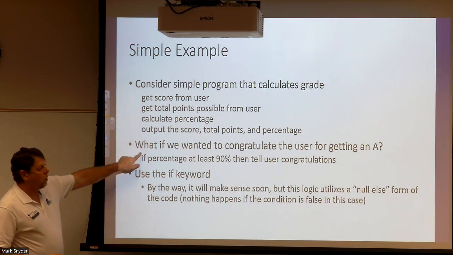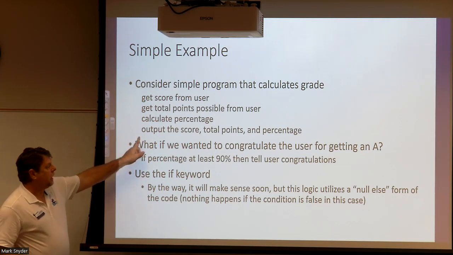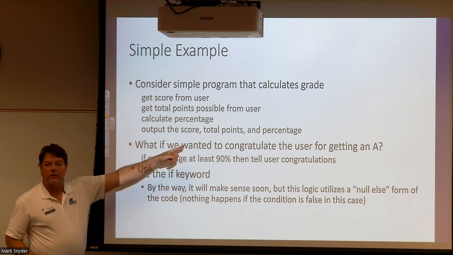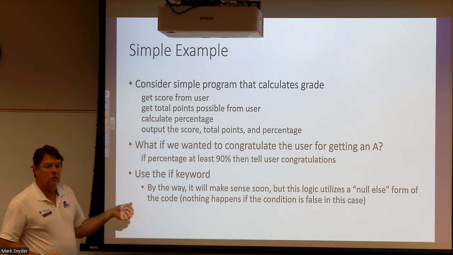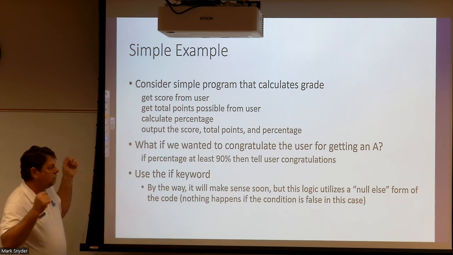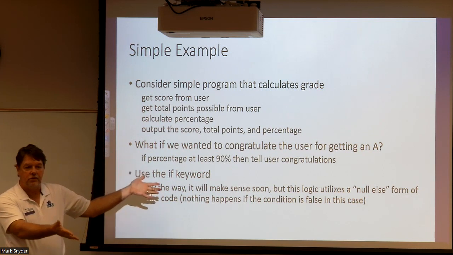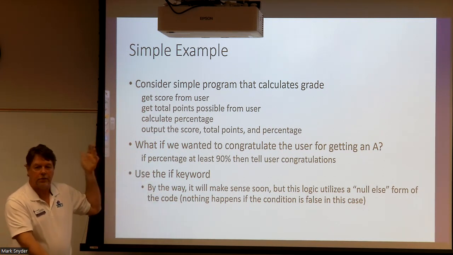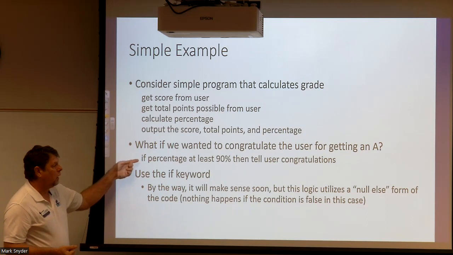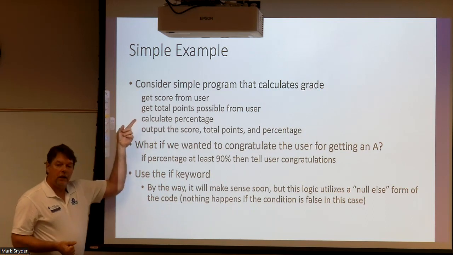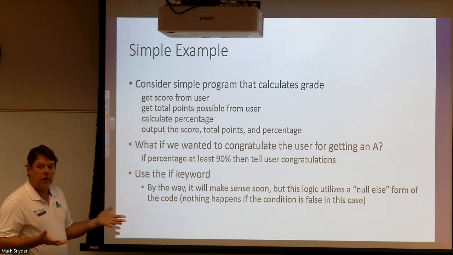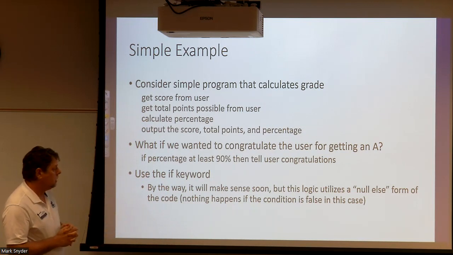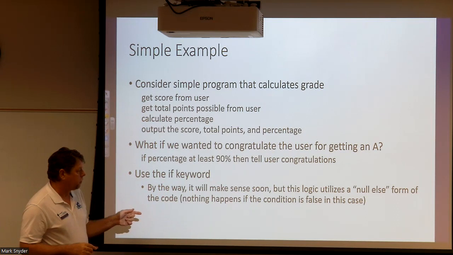But what if we add a requirement? What if we say, when you output the score and the total points and the percentage, if the person scored an A, then we want to print a message that says, congratulations, you did great, or something. Okay. Well, we don't want to do that if they didn't get an A. We do want to do that if they did get an A. So we're going to do some kind of conditional logic here. So we're going to use the if keyword.